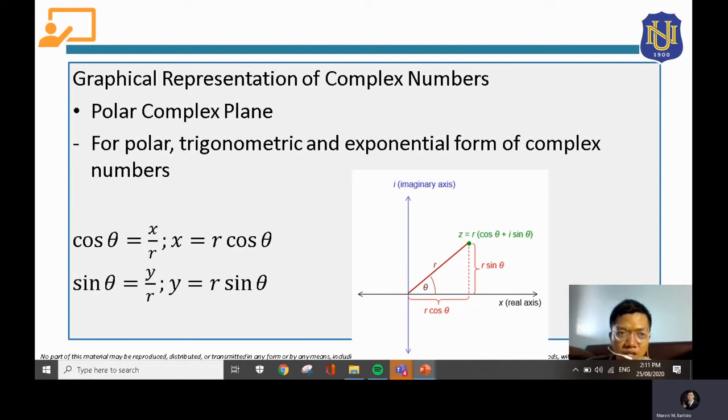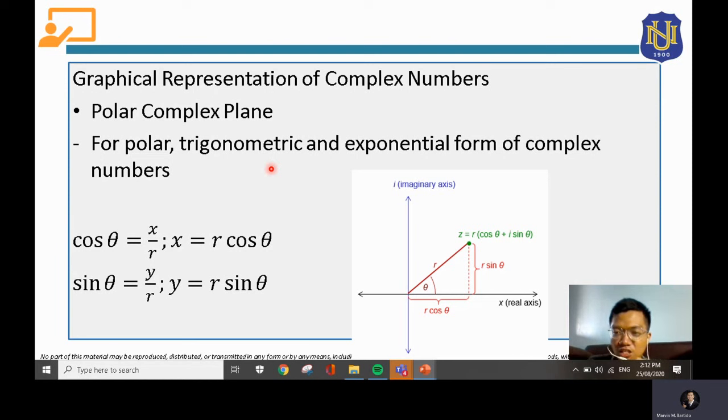Now let's talk about how we represent graphically the three forms that we have discussed: the polar form, the trigonometric form, and exponential form. As you can see, these three forms that I've mentioned have something in common. They all have r and theta. So to graph these three forms of complex numbers, we use a polar complex plane. This is used for polar, trigonometric, and exponential form of complex numbers.